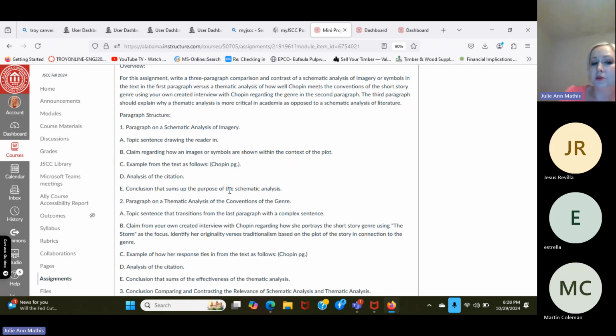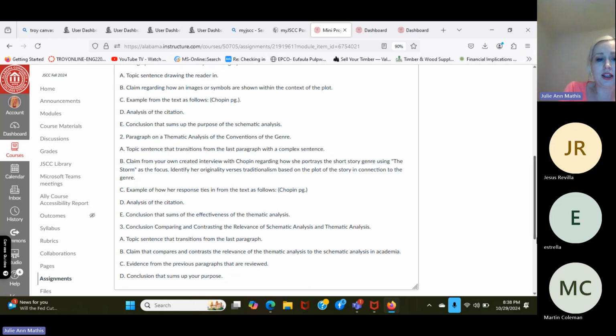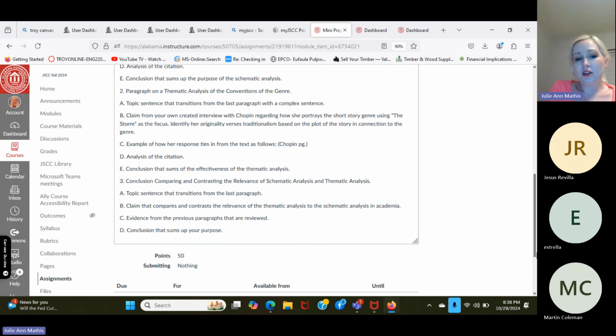And so basically, in the first paragraph, all you're doing is really looking at the imagery and explaining how that ties into a schematic analysis. This one, just talking about the conventions of the genre, cite an example, analyze a citation, and then conclude about the effectiveness of the thematic analysis. And then I would like you to put a conclusion comparing the relevance of the schematic and thematic analysis.